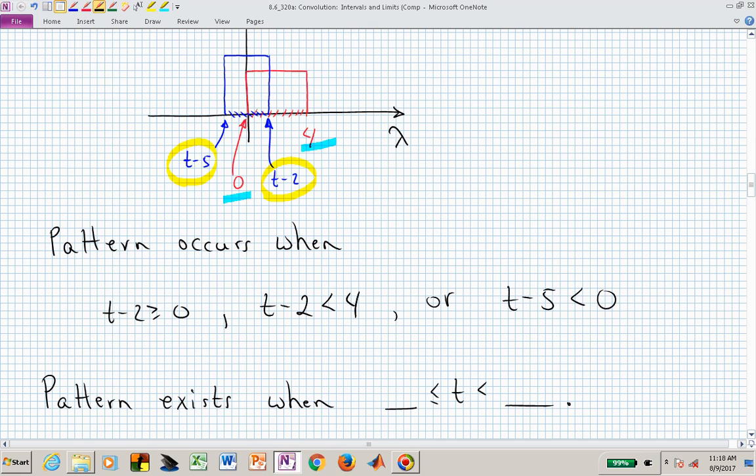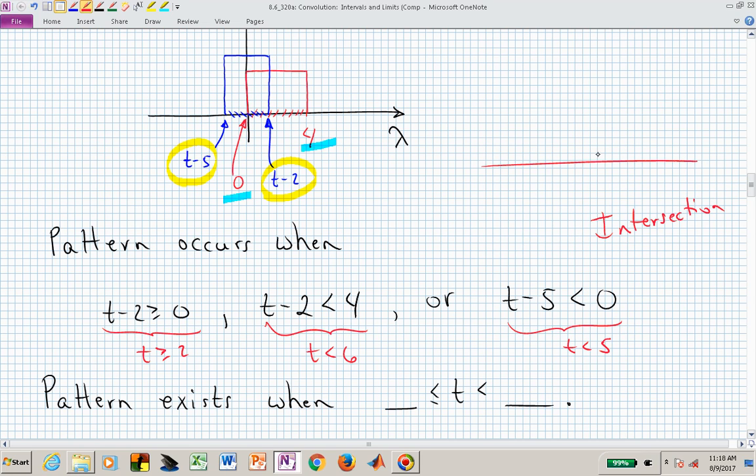So let's look at the intersection of all of these different constraints. We have this constraint which says t is greater than or equal to 2. We have this constraint. If we add 2 to both sides, we see that t is less than 6. And this constraint says that t is less than 5. So if we look at the intersection of these, we could look at this on a timeline.